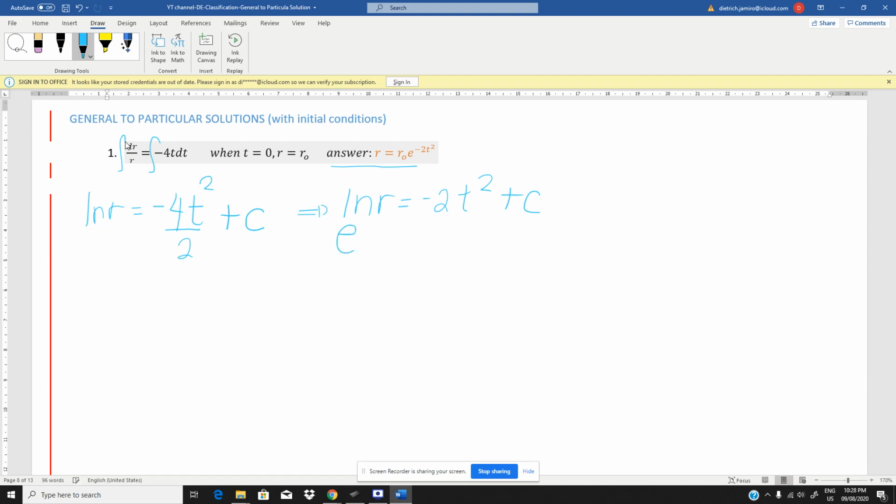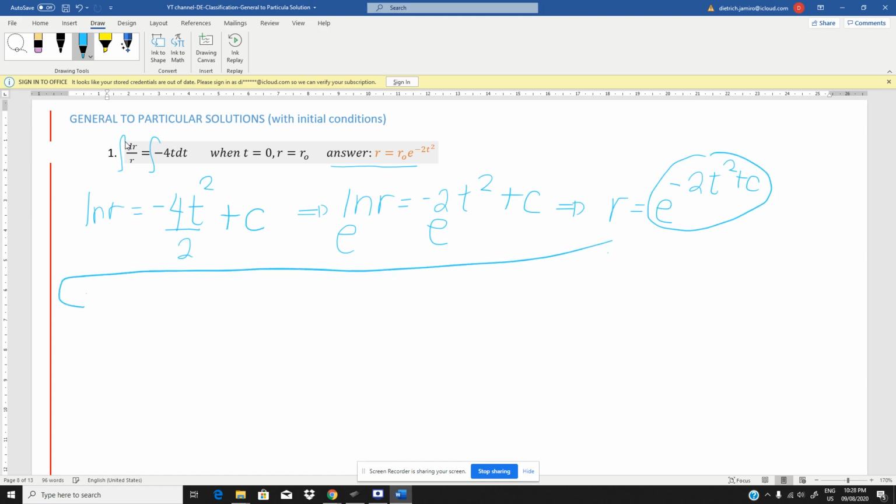By taking the exponential of both sides, we will have e raised to ln r, which is r, is equal to exponential of negative 2 t squared plus c. But this is also equivalent to, simplifying the right side, exponential of negative 2 t squared times e raised to c. Just use laws of exponent. By the way, e raised to c is just a constant, so we can say that this is also equivalent to C. Further simplifying the equation, we will have r is equal to C times exponential of negative 2t squared.